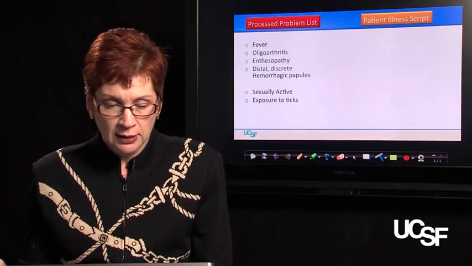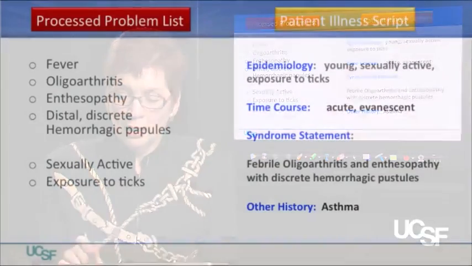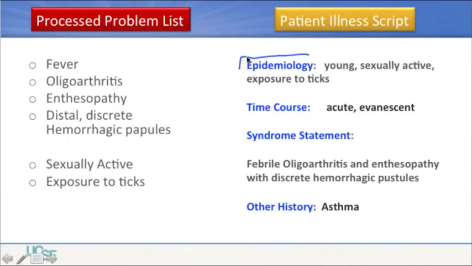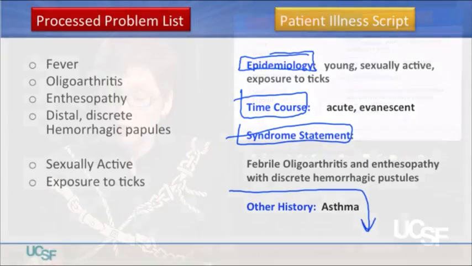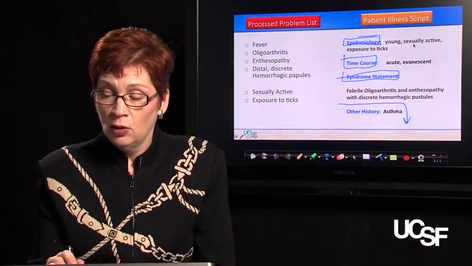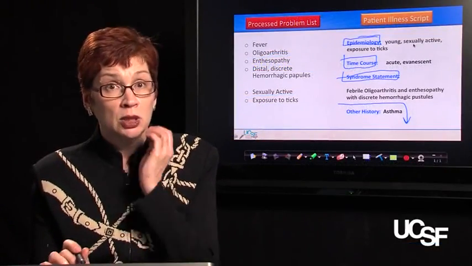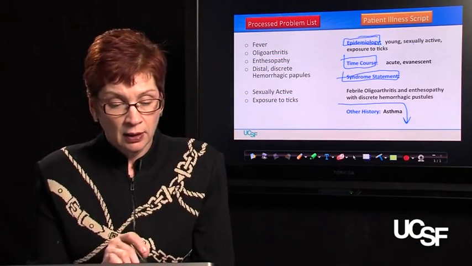So let's look at what this looks like. Again, the exposures, the elements that we need to pay attention to are epidemiology, time course, syndrome statement, and then other history not immediately relevant to the chief complaint at hand. So you see what we did is we took sexually active and exposure to ticks and her age and put it in epidemiology. This is a young, sexually active woman who's had exposure to ticks. Remember, she was a camper.